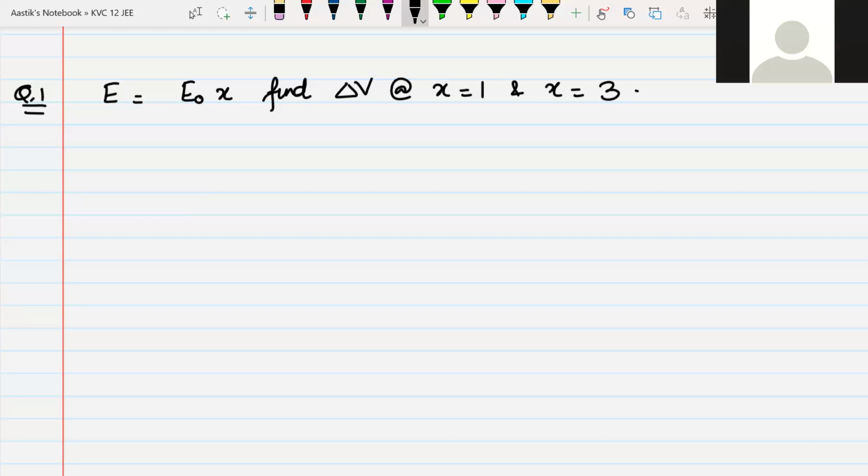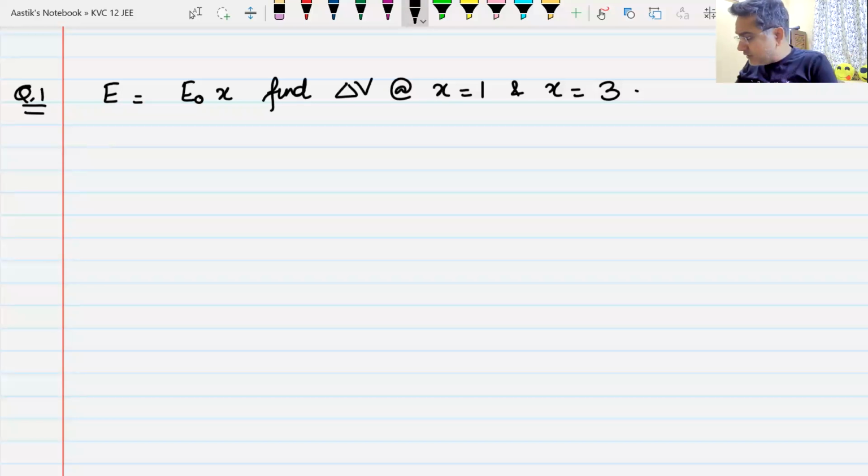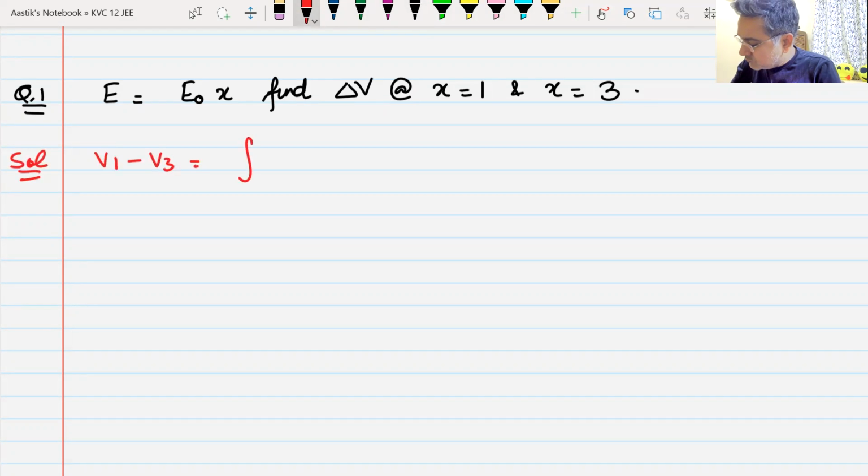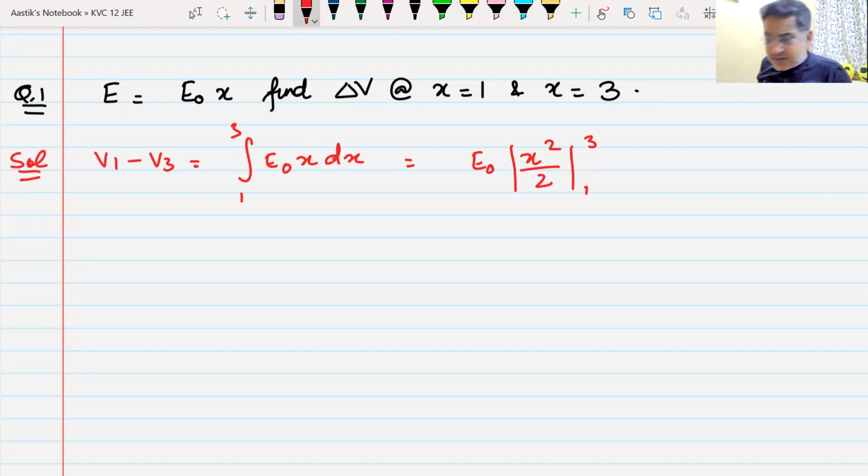Sir, for E naught. Well done. I have a very quick answer for E naught. So how do you do this? Simply, I need to set up the integral: V1 minus V3 is the integral of E naught x dx from 1 to 3. It is simply E naught x square by 2, and you put the limit from 1 to 3 and you end up with your answer. Do we understand this? Yes or no?